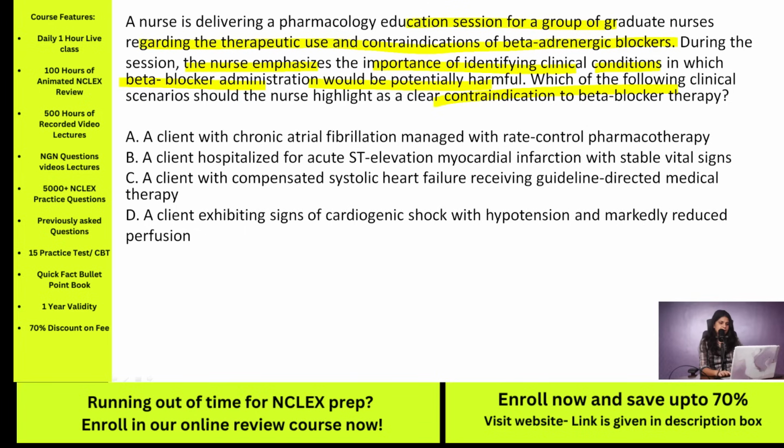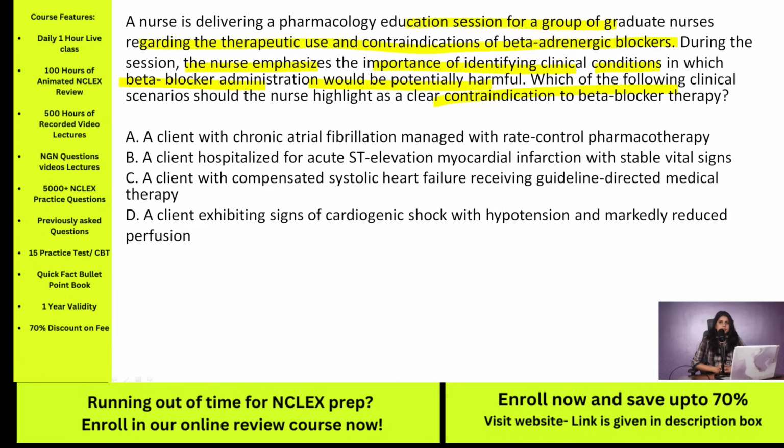Option A. A client with chronic atrial fibrillation managed with rate control pharmacotherapy. Option B. A client hospitalized for acute ST elevation myocardial infarction with stable vital signs. Option C. A client with compensated systolic heart failure receiving guideline-directed medical therapy. Option D. A client exhibiting signs of cardiogenic shock with hypotension and markedly reduced perfusion. Let's now identify which scenario is most dangerous in the context of beta blocker therapy.